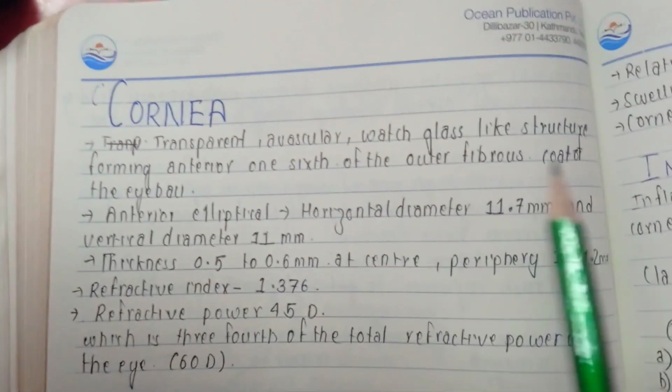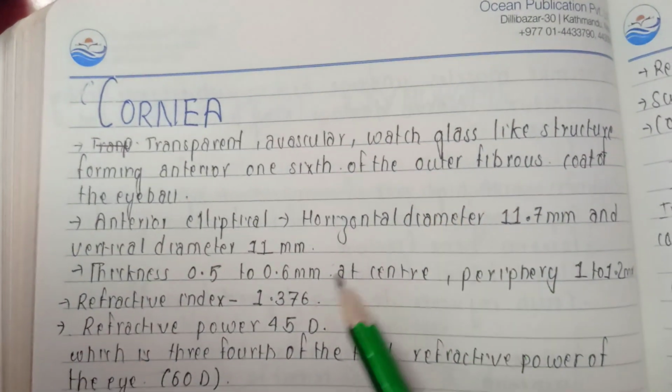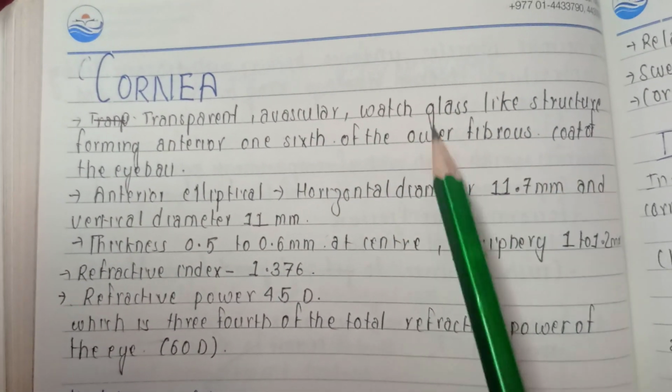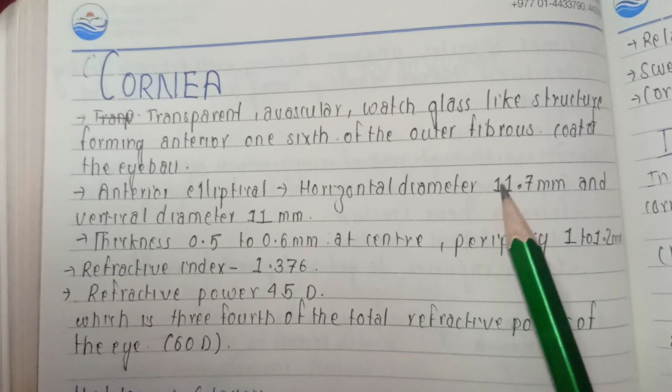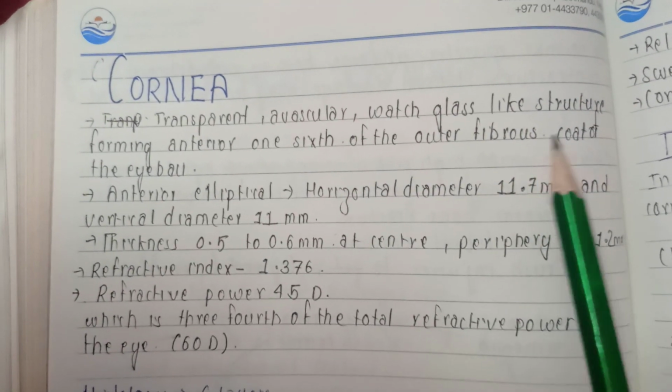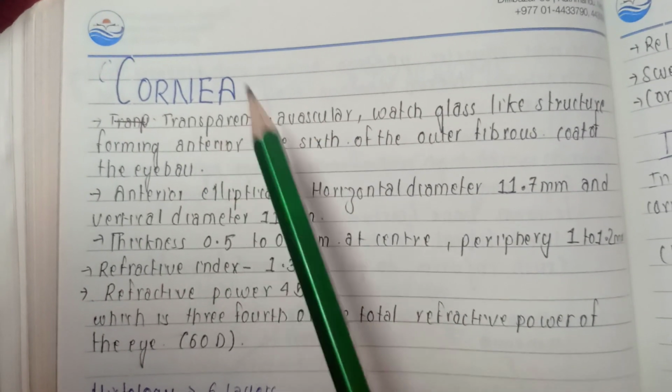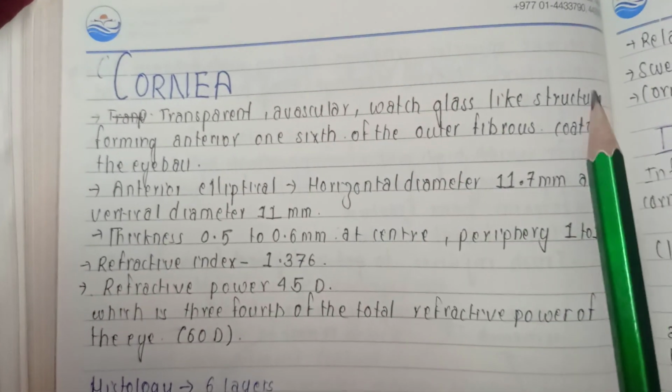As we have studied in the anatomy of the eyeball, there are three coats of the eyeball. One of them is the fibrous coat, the second one is the vascular coat, and the third one is the nervous coat. In the fibrous coat, we have the anterior one-sixth, that is the cornea. The posterior 5/6 is the sclera.